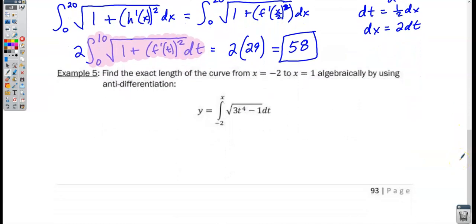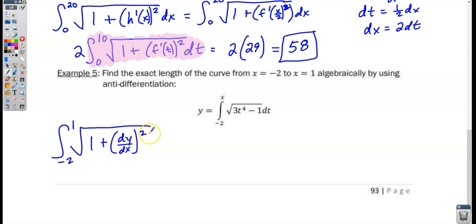All right, one more example here. Example 5, we're going to find the exact length of the curve from x equals -2 to x equals 1 algebraically by using anti-differentiation. So I want to set up my integral formula. We want the integral from -2 to 1 of the square root of 1 plus dy dx quantity squared, since y is a function of x here. So we need to figure out what dy dx is.